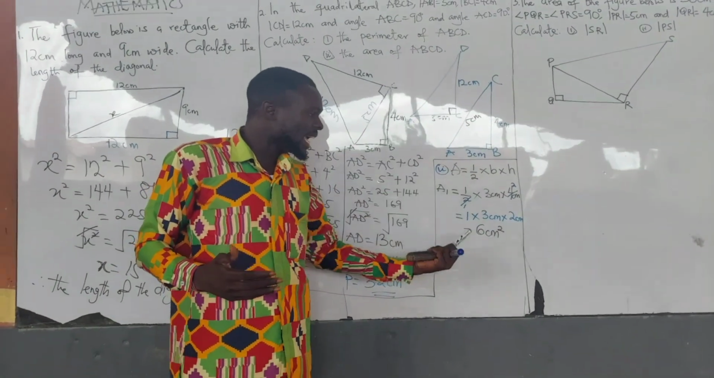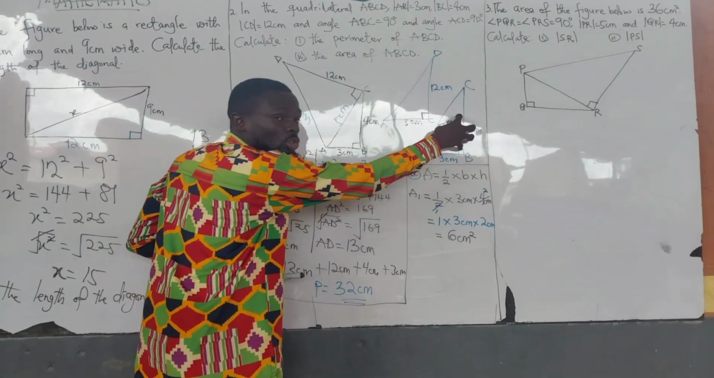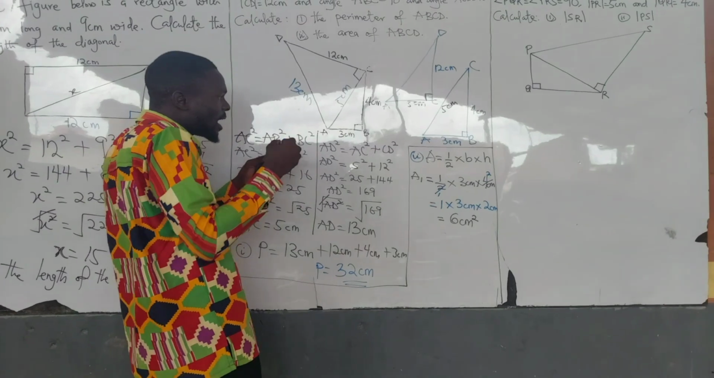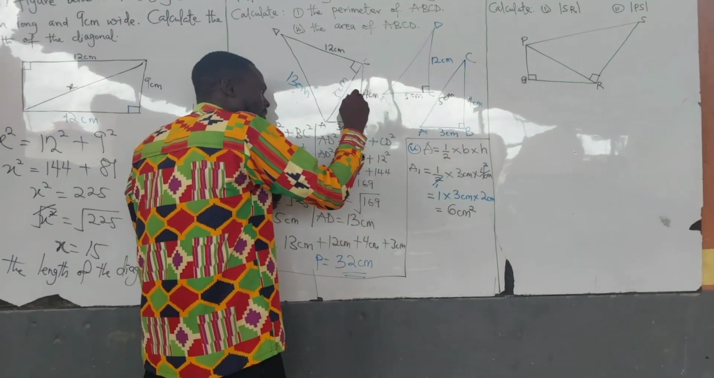That is what? The area. So we know the area of this triangle, which is this. So the area of this triangle is 6 centimeters squared.